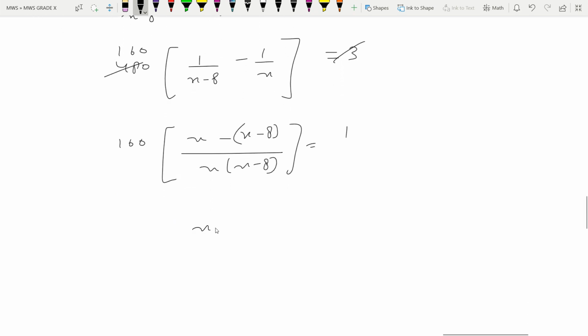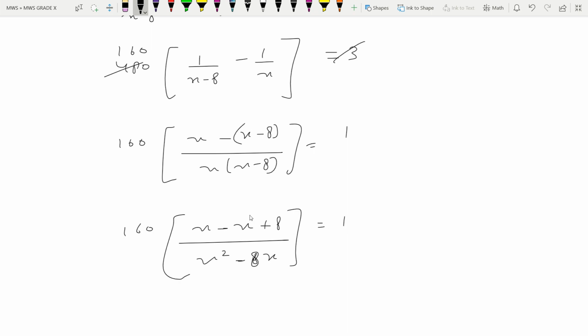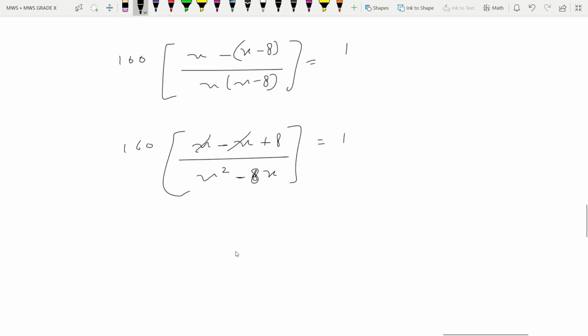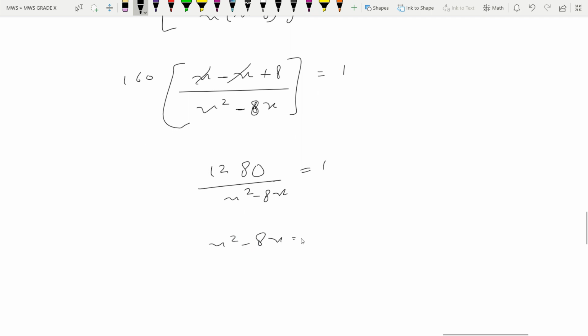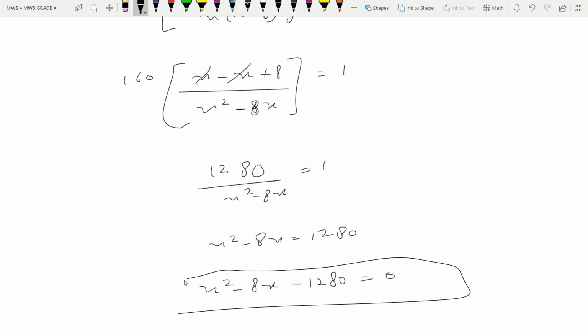Okay, now solve it. X minus x plus 8, with the minus sign the sign will get changed. And add down x square minus 8x is equal to 1, and here 160. Here this and this cancel out, so we can multiply it by 8 now. 1280 upon x square minus 8x is equal to 1. Cross multiply, x square minus 8x equals 1280. Now 1280 you can bring this side, equals to 0. So here the question ends.